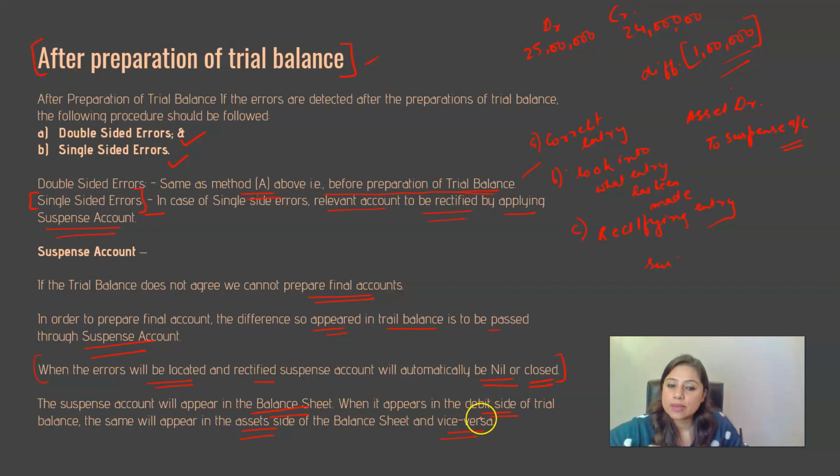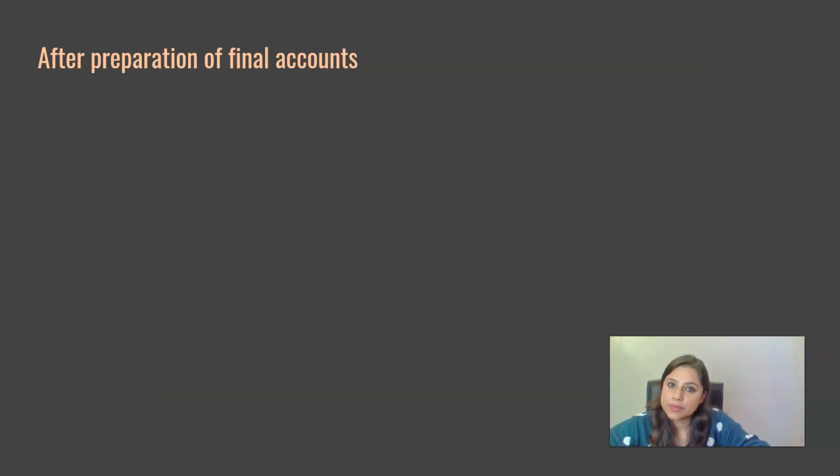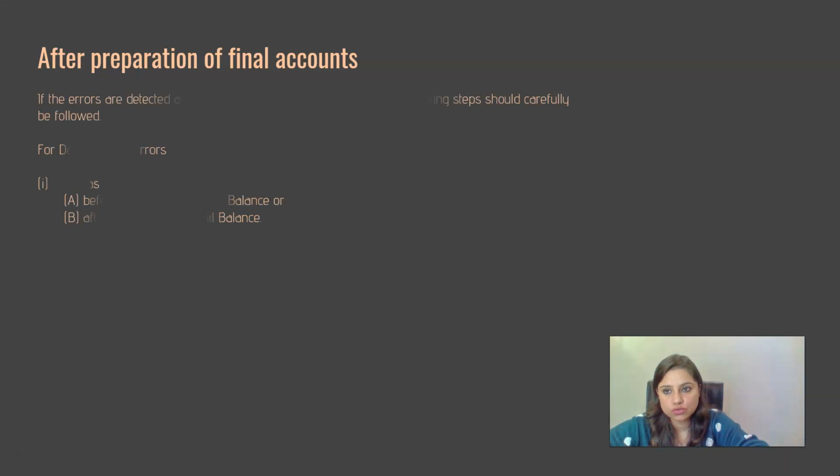In case the suspense account appears on the debit side of the trial balance, it comes on the asset side of the balance sheet, and vice versa. If it is on the credit side of the trial balance, then it would be reflected on the liability side of the balance sheet. And after preparation of final accounts, how double-sided errors and single-sided errors need to be rectified in the books of accounts.